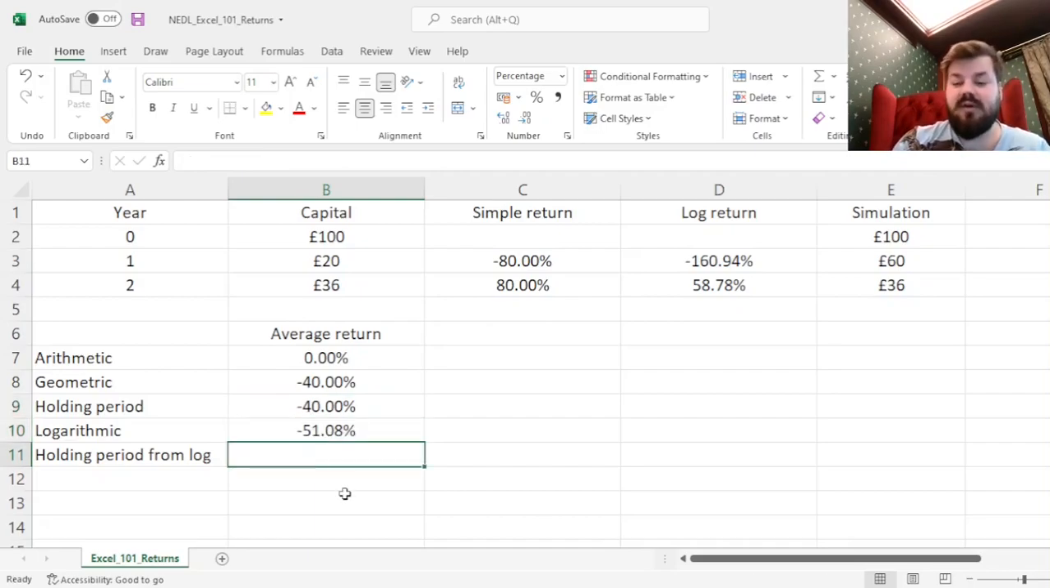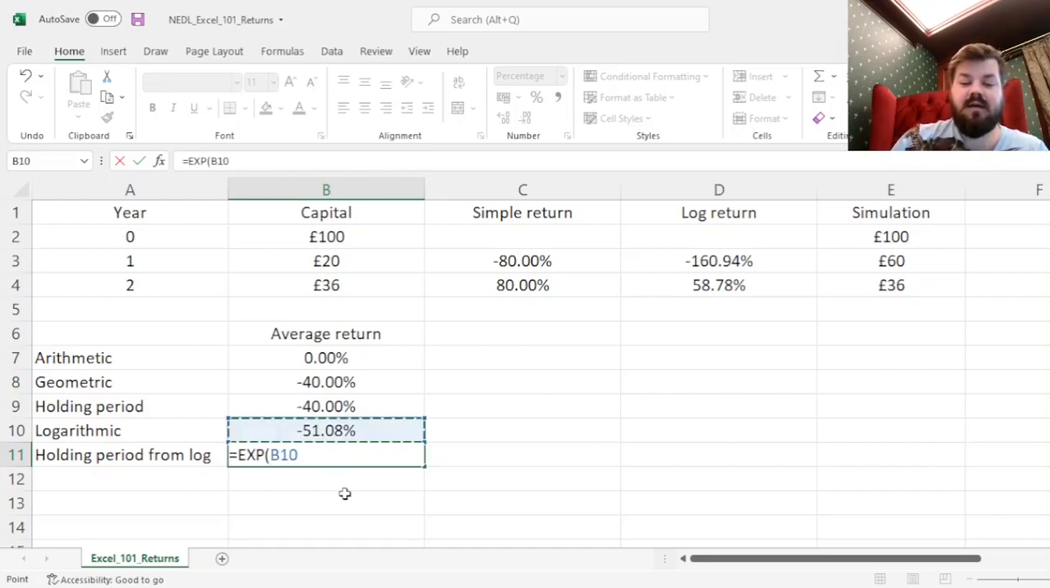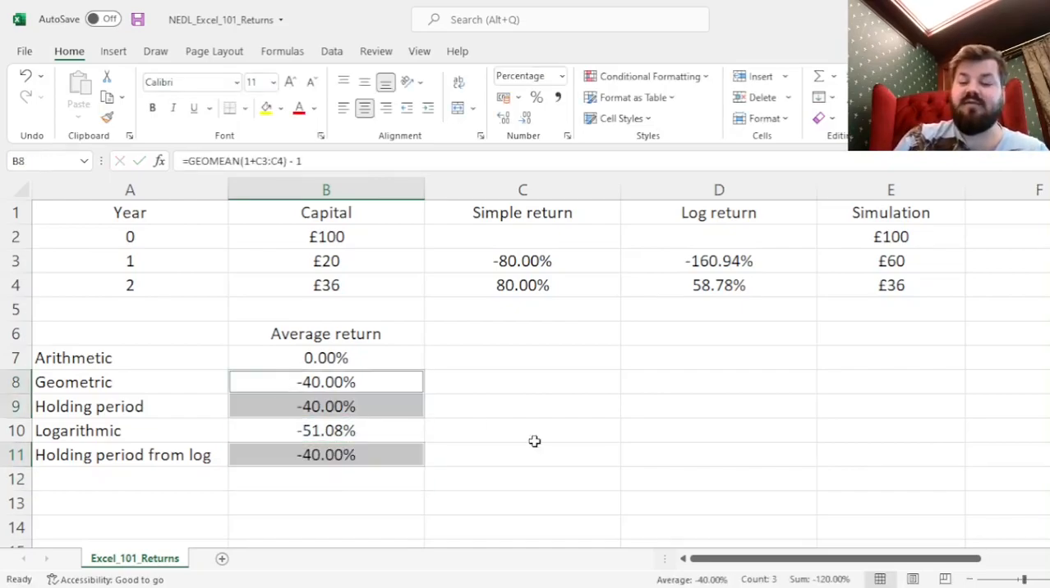Why is it also true? Well, because if we convert the logarithmic return back into normal holding period return, applying the exponent function and subtracting 1, we would still get negative 40%.